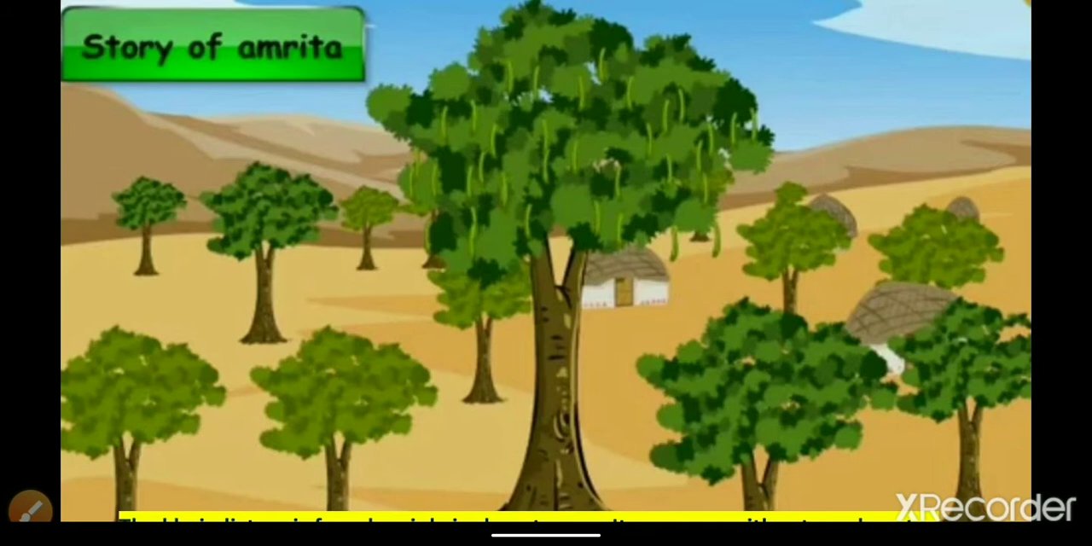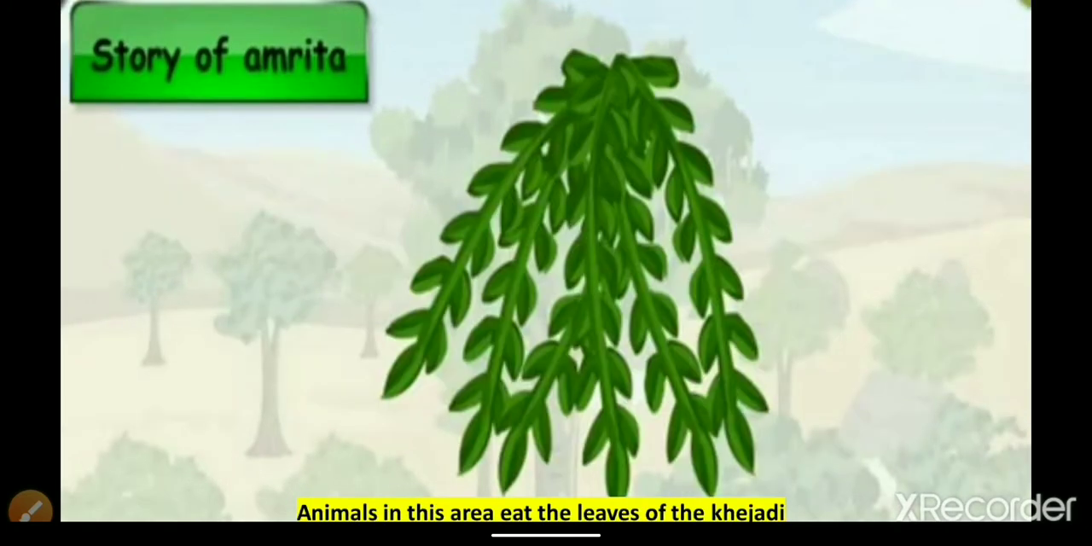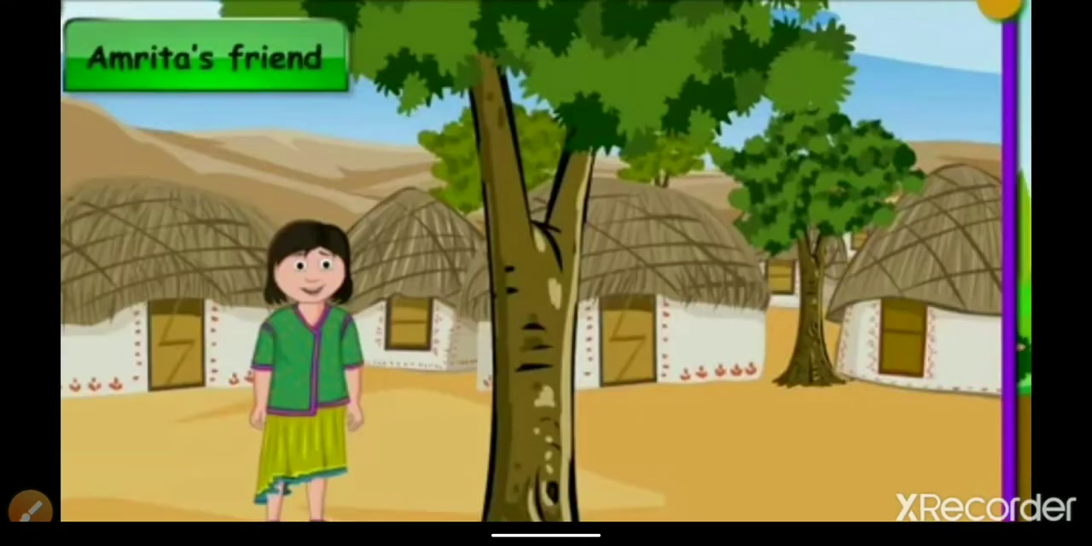Khejari tree is found mainly in desert area. It can grow without much water. Its bark is used for making medicines. People cook and eat its fruits, that is beans. Its wood is such that it will not be affected by insects. Animals in this area eat the leaves of the khejari.